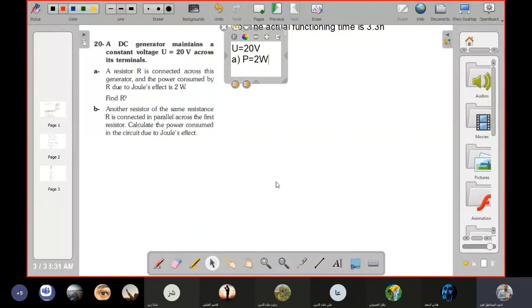Is R equal P over G? R equal P over G joules. Where is the energy here, joules? Then we don't have energy. It's not given. And the formula is not correct.